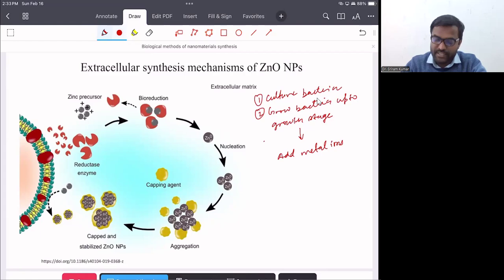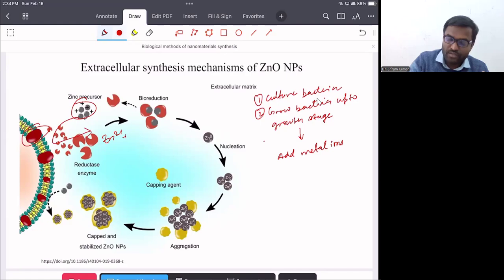Because of the presence of the enzyme in the extracellular mechanism, this enzyme is already present on the cell membrane. Whenever the metal ion interacts with the enzyme, what happens? We have zinc plus 2, and when that interacts with this enzyme, a reduction happens, and that is held by the enzyme, and the nucleation process starts.